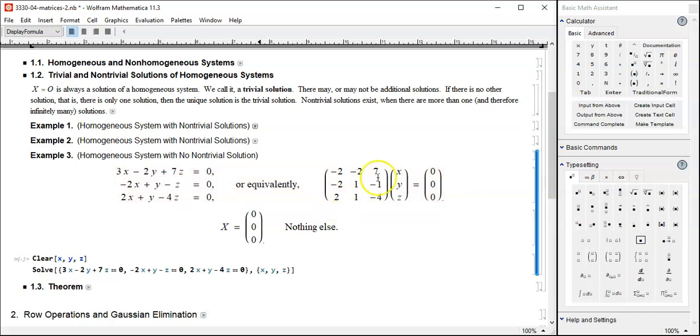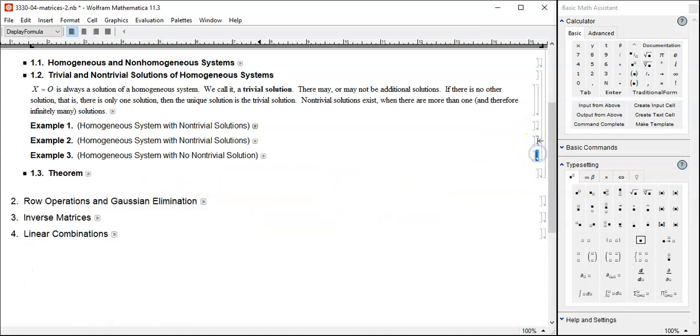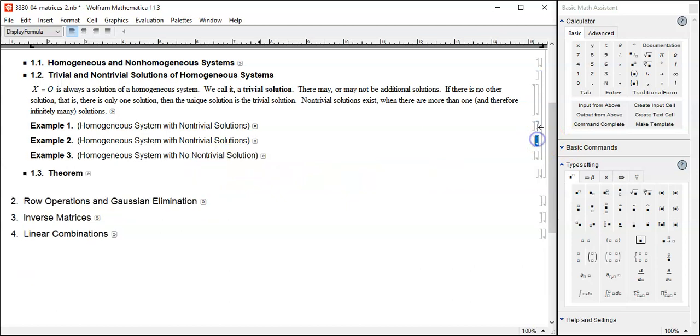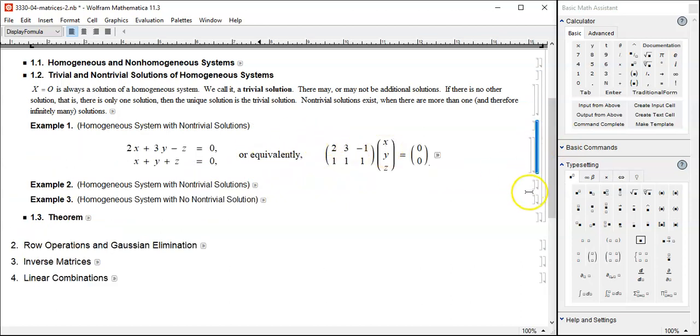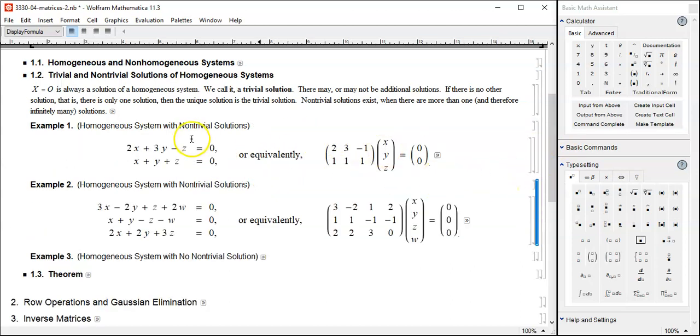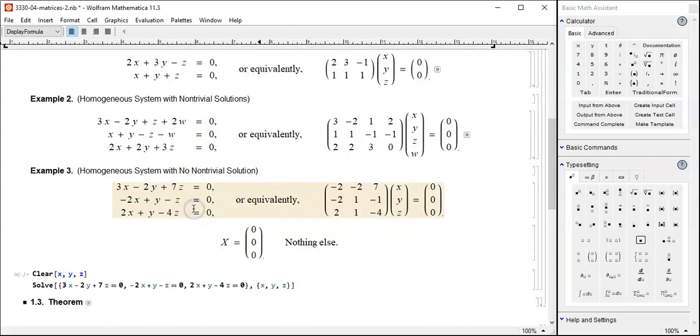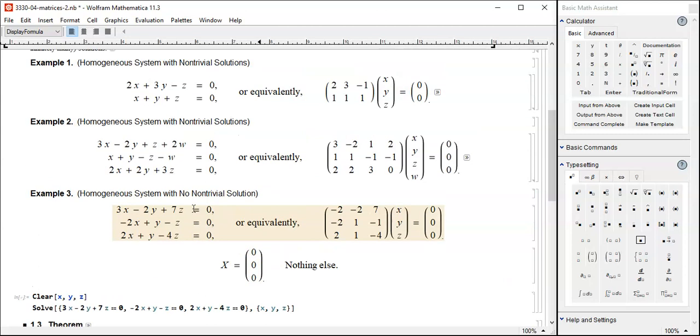In this case, only trivial solution, nothing else. In this case, we had non-trivial solution. In that case, we had non-trivial solution. One thing to remember, 2 equations and 3 unknowns. 3 equations and 4 unknowns. But this one, 3 equations and 3 unknowns. So here, there's good chance we have unique solution. And trivial solution is always a solution. So you have unique solution as 0.